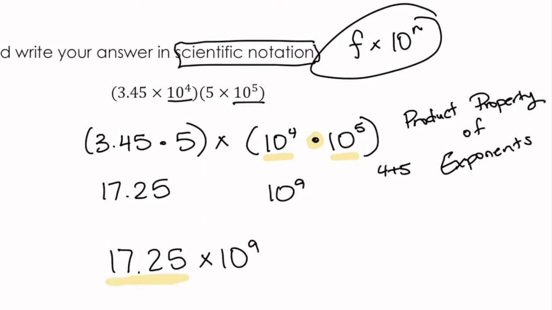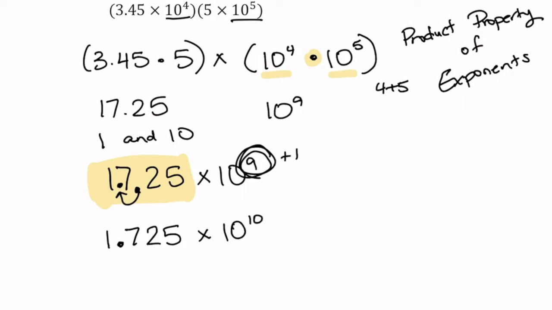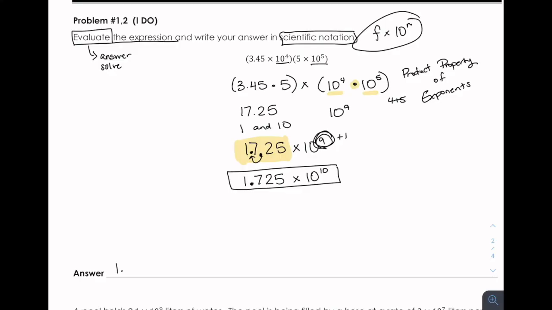However, if you know scientific notation, you know that this first number must be between 1 and 10, but it is currently not. So what I have to do is move this decimal over to make the factor a number between 1 and 10. Now, what I have to do next is adjust the power of 10's exponent. And that is all about keeping the number equivalent and keeping it balanced. So if I make the factor smaller by 1 decimal place, I must make the exponent bigger by 1. So that becomes 10 to the 10th power. And that is my final expression. So on the answer line, 1.725 times 10 to the 10th power.